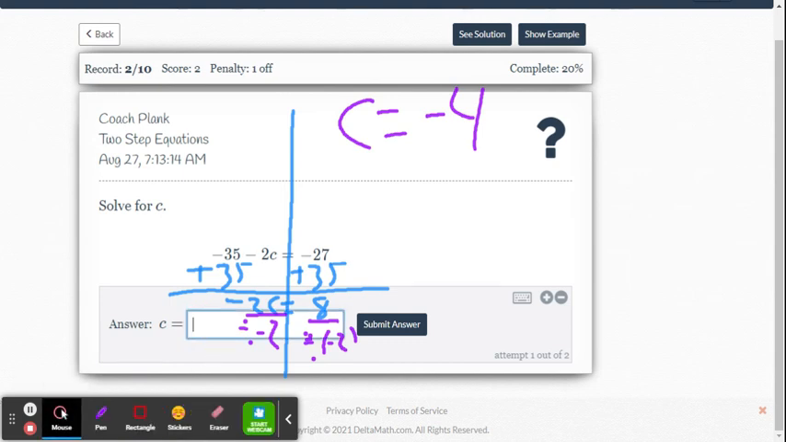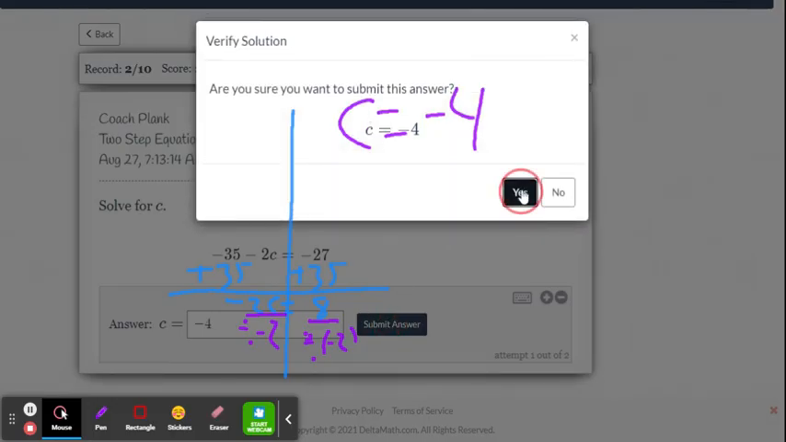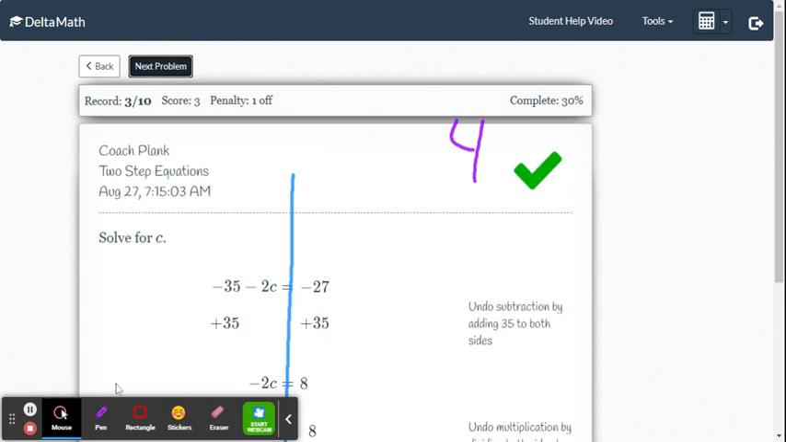So it has c equals, all we need is enter the integer, which is negative 4, and then we're going to check to see if we got it right. Submit, and then we've got the green check mark, so we are good.